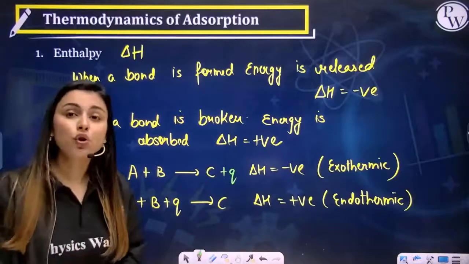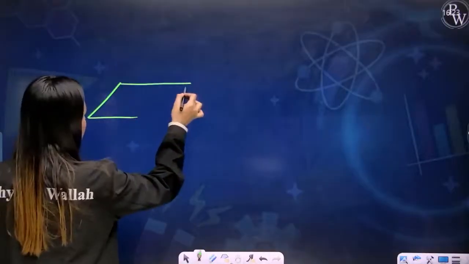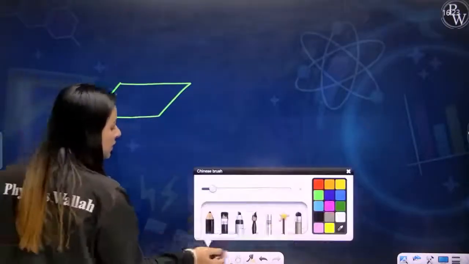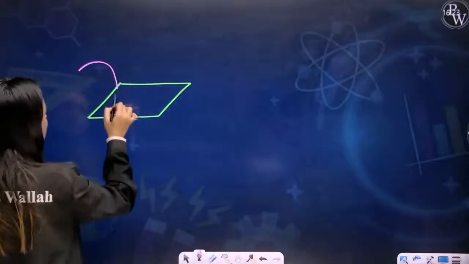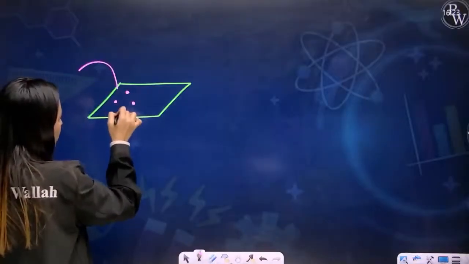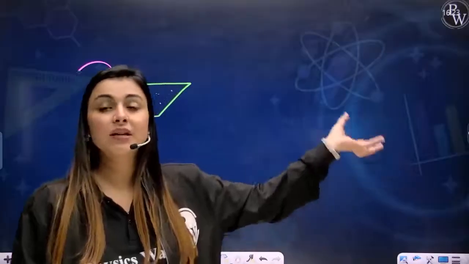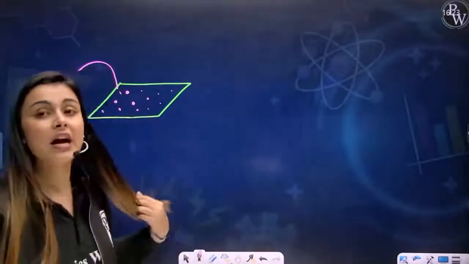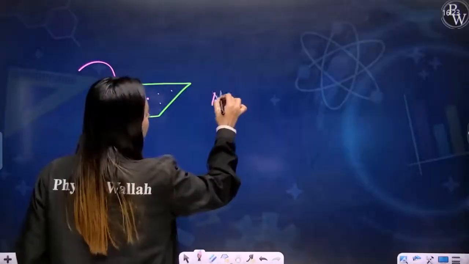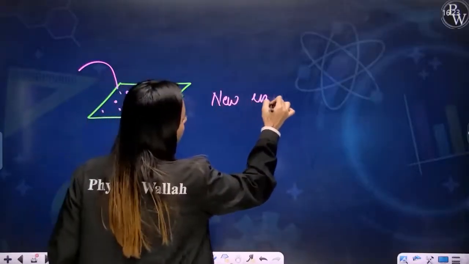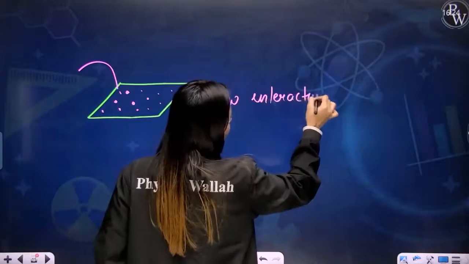adsorption. If you talk about adsorption, my dear students, what will you say? You have a surface here, and your particles are coming and getting adsorbed on the surface. Since in adsorption new interactions are formed, because initially there was no interaction, but the particles came and got adsorbed on the surface, can I say that new interactions are formed?